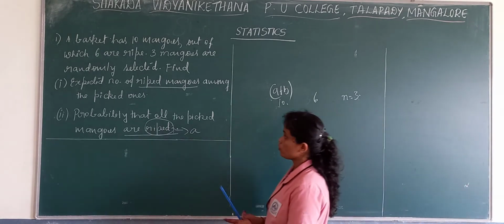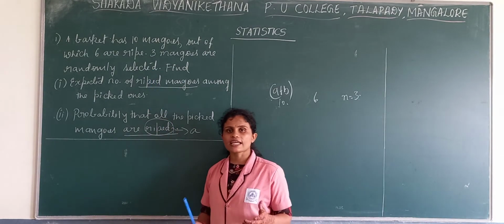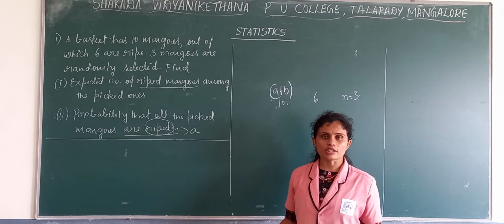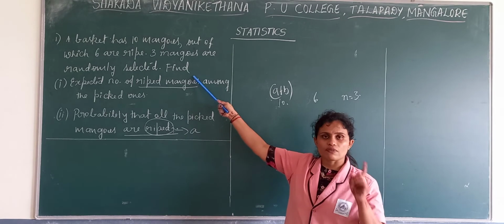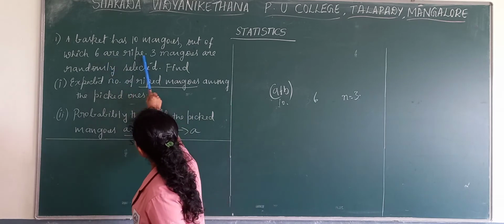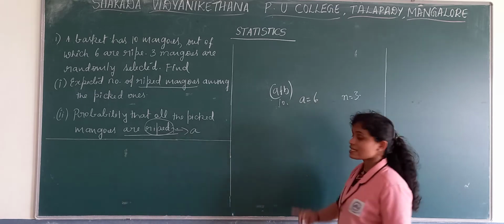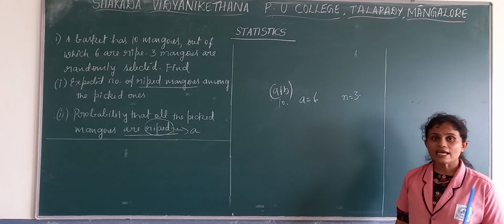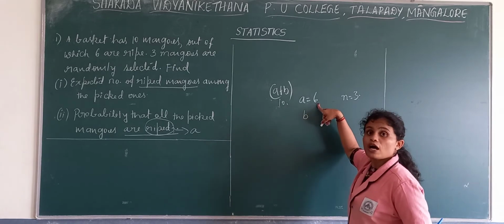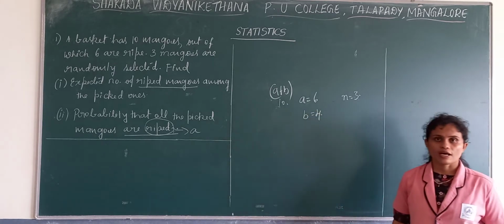Now we know that the question is about ripe. Now we have to find in the question whether they have given the number of ripe mangoes or the number which is not ripe. They have given the number of ripe mangoes. So what is that? 6. 6 is A. And what is the number of B? Out of 10, if 6 are ripe, how many are remaining? 4 are remaining, that is B, which is not ripe.